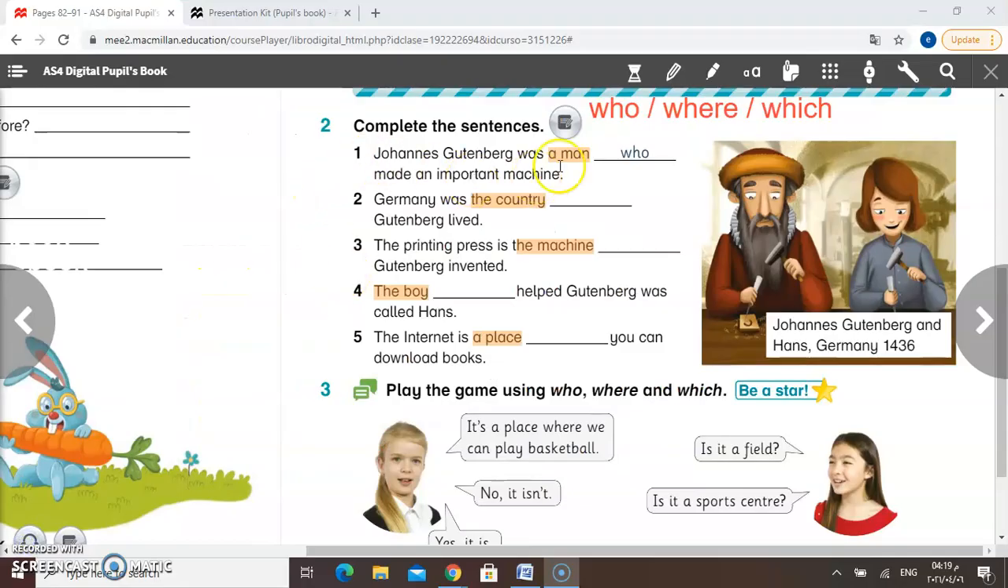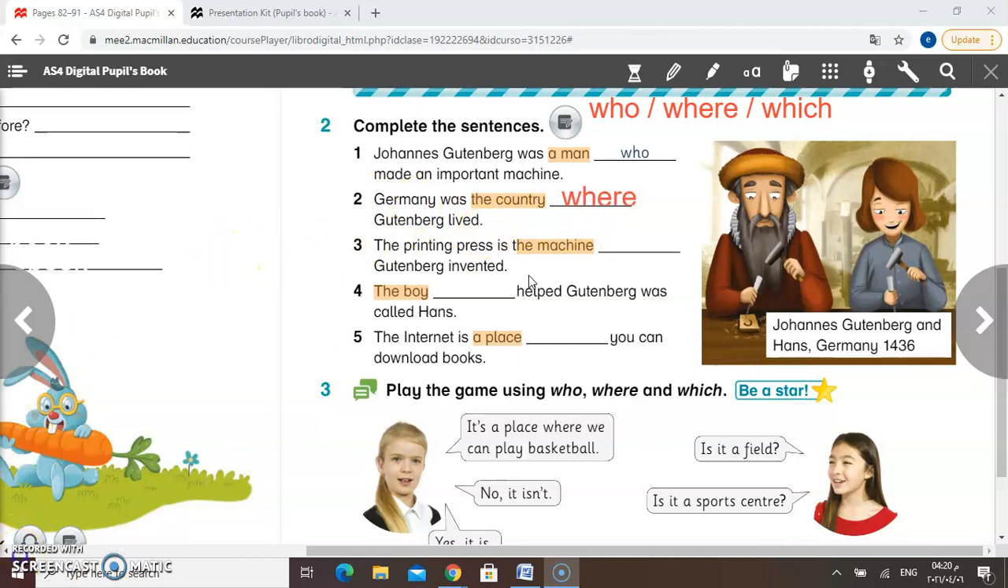Now we have to complete the sentences with who, where, or which. Johannes Gutenberg was a man who made an important machine. This is done for you. We are talking about person, so we have to use who. Germany was the country where Gutenberg lived. Yes, great. Where? Because we have place, the country, and this is talking about Germany.